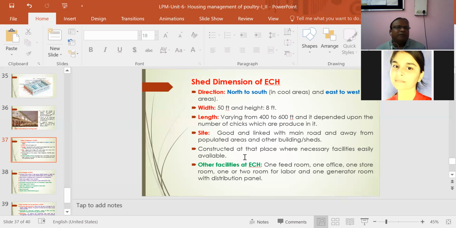But it depends on the number of chicks which should be reared in the shade. There is a restriction on the width and height of the shade, but no restriction on the length of the shade. Because if the width is very large, more than 50 feet, there will be a problem in bearing the burden of the roof and construction material on the foundation.